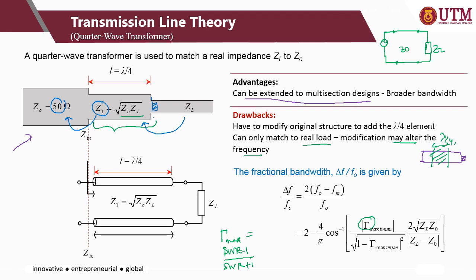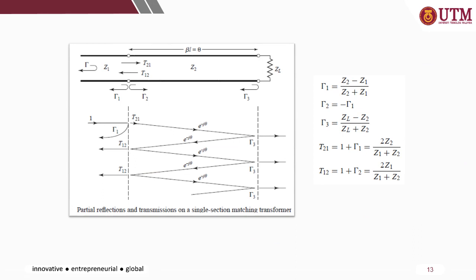Alright, next we can estimate the bandwidth, the percentage of bandwidth that can be provided by the system, by using the following equation. This slide shows how the signal or the power travels along the transmission line when you have an additional section of quarter wavelength element in between the input and the load impedance.